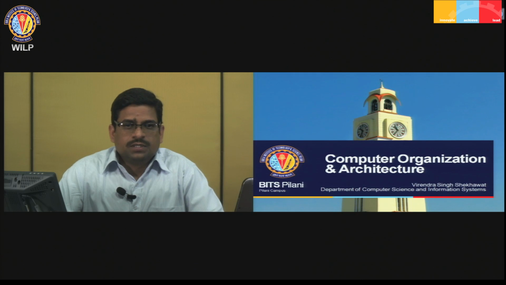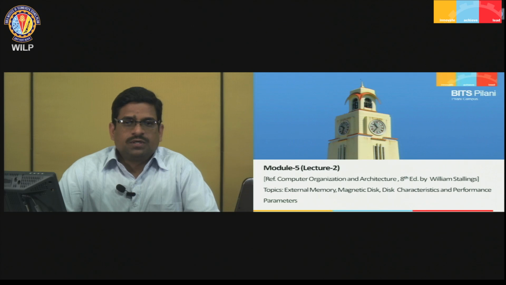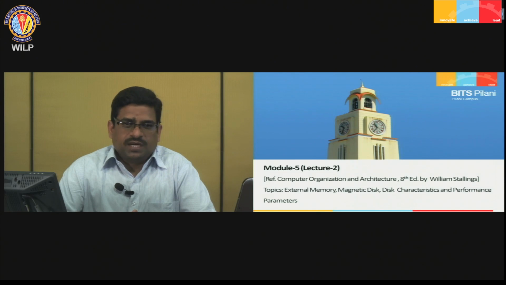Hello everyone. So, this is lecture 2 for module 5 for the course Computer Organization and Architecture. In this lecture, I am going to talk about the external memory. In the previous 2-3 lectures, I talked about the internal memory and cache memory and so on. So, this lecture I am going to talk about external memory. In this external memory, particularly we look at the magnetic disk characteristics and its performance related parameters.